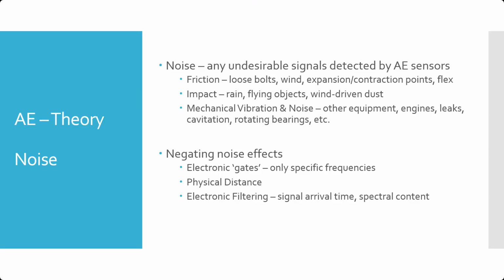Negating noise effects, we can use things like electronic gates and filters. We can also use physical distance. If we can put our probe in multiple places, we don't put the probe right next to the APU. We put the probe somewhere where it's further away. And then different filtering. We can also look at arrival time or spectral content. If we know what the APU sounds like, or what the APU signal is, we can filter that out. We can look for that and say, no, we're going to ignore that, right? That high frequency or turbocharger.